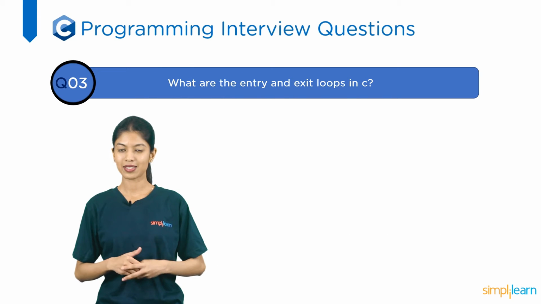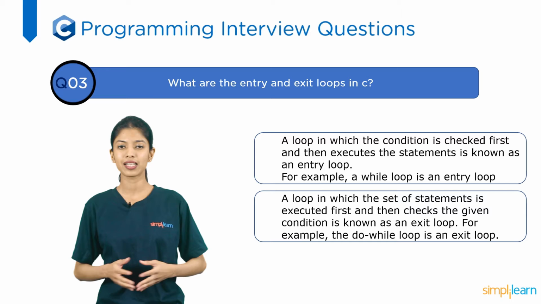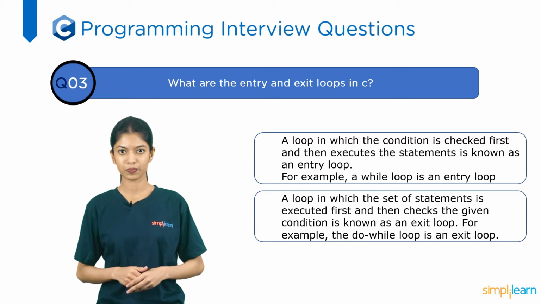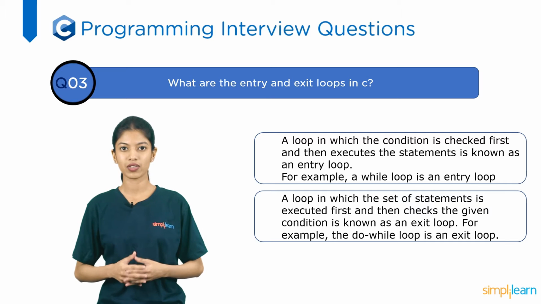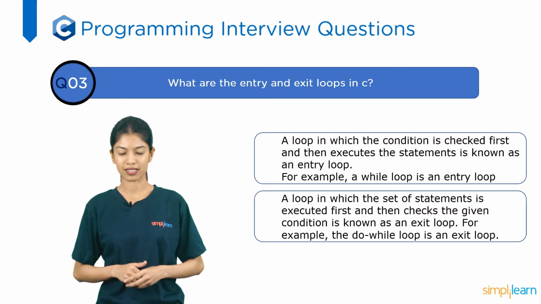What are the entry and exit loops in C? A loop in which the condition is checked first and then executes the statements is known as an entry loop. For example, a while loop is an entry loop. A loop in which the set of statements is executed first and then checks the given condition is known as an exit loop. For example, a do while loop is an exit loop.